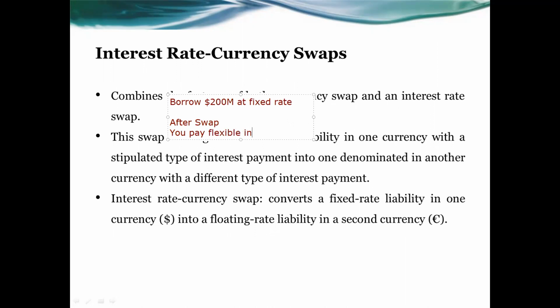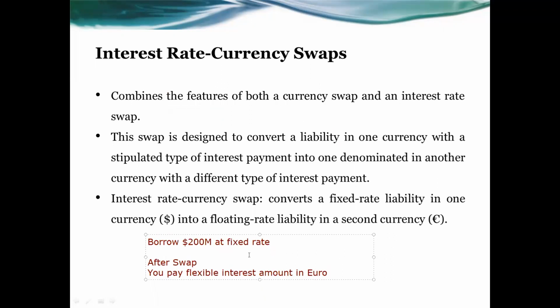flexible interest amount in euro. You are paying a flexible interest amount in terms of euro, not in terms of dollar. Right? You are taking a loan in dollars with the fixed rate, but you are paying interest at the flexible rate by using euro. So that is happening in interest rate currency swap transactions.